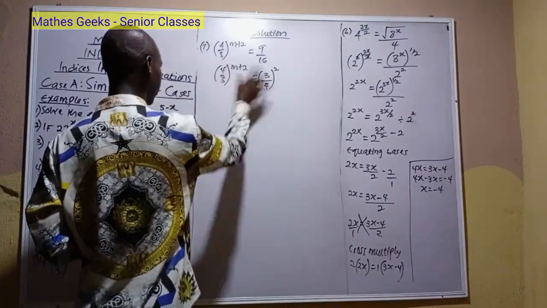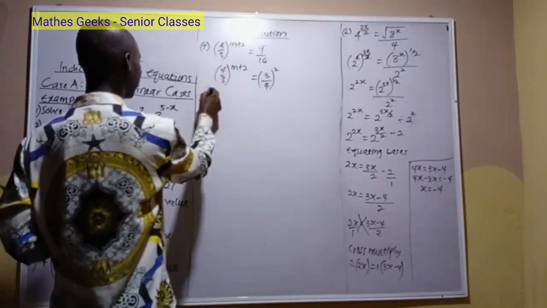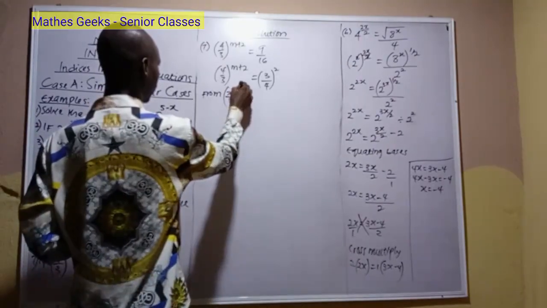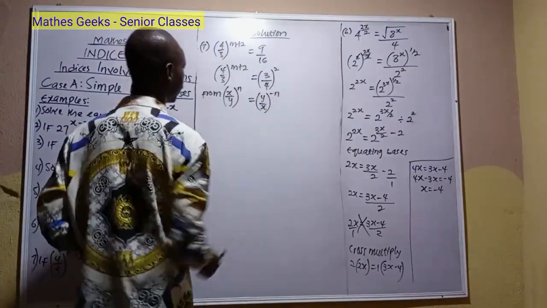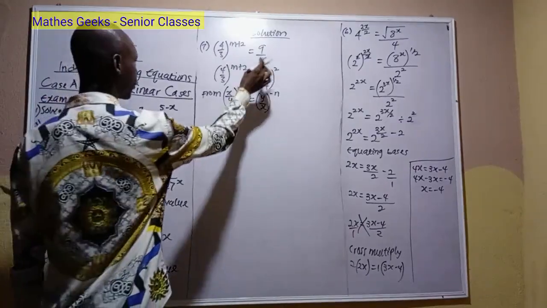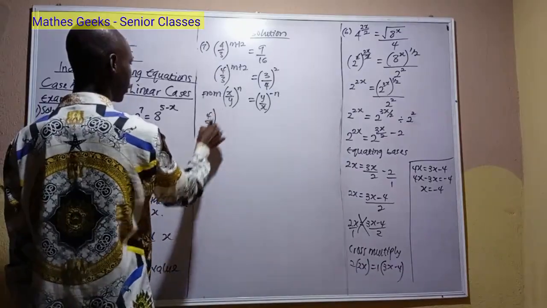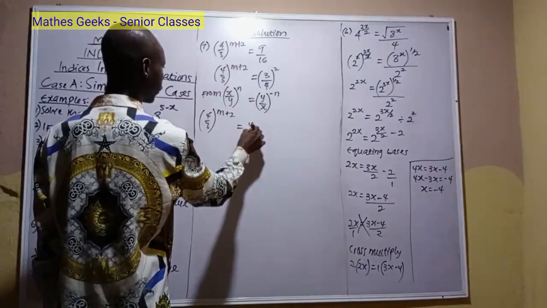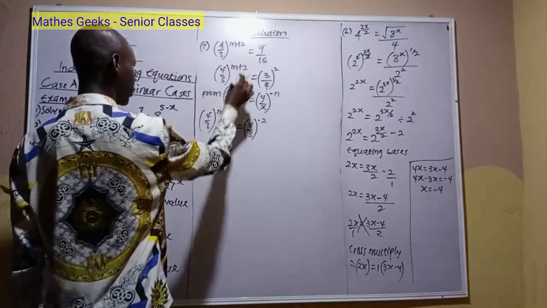For us to be able to work with this, the bases are not in the same order. This 4 over 3 and this 3 over 4. So remember, x over y raised to the power n equals y over x raised to the power minus n. So we're going to convert this form to this form. So we have 4 over 3 to the power n plus 2 equal to 4 over 3 to the power minus 2. So it's this form that gave rise to this form.